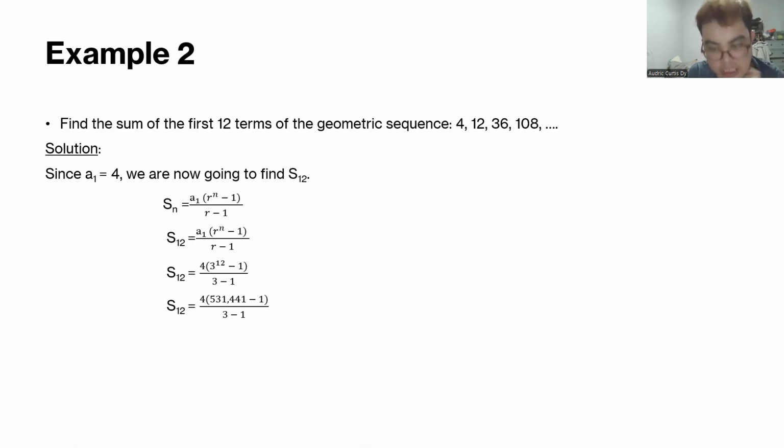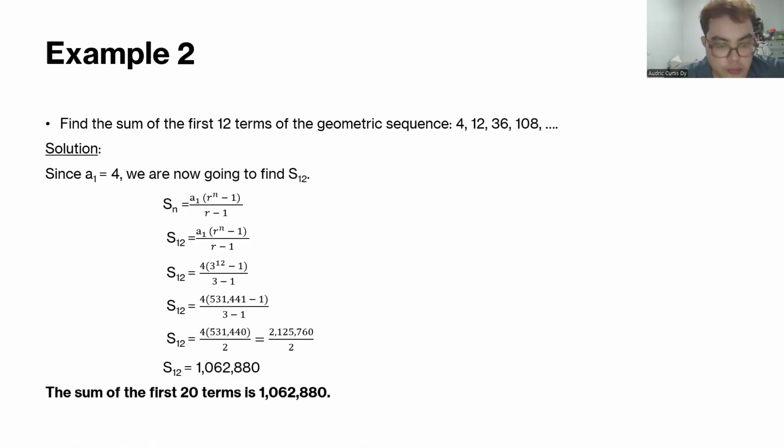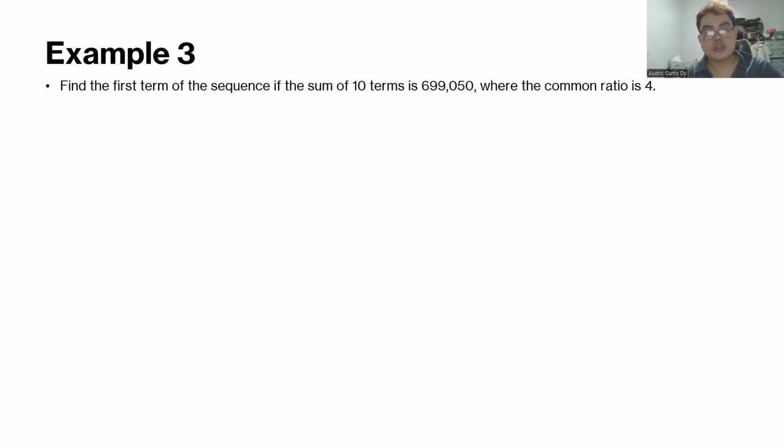531,441. Then I subtracted it with 1, which is 531,440. Then I multiplied it by 4, which is 2,125,760 divided by 2. Then once I find the quotient, the result is 1,062,880. So therefore, the sum of the first 12 terms, also known as S sub 12, is 1,062,880.